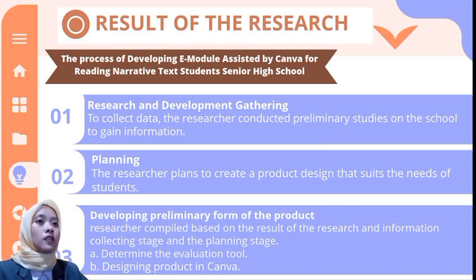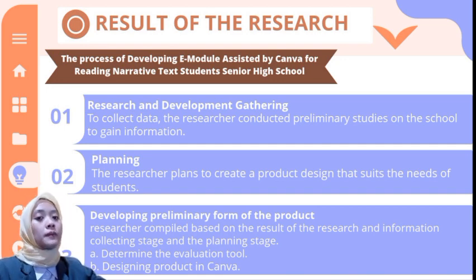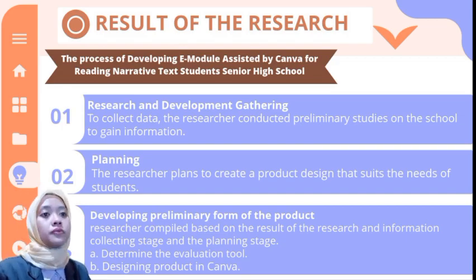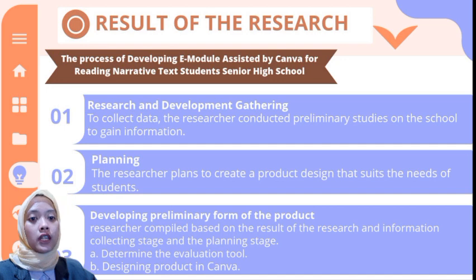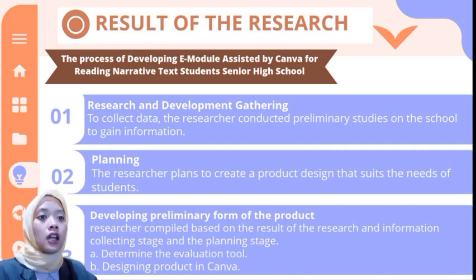Okay, so the first is research and development information gathering. In this step, the researcher collected the data. The researcher conducted preliminary studies at the school to gain information by observing the classroom and interviewing the teacher. Second is planning. The researcher plans to create a product design that suits the needs of students.